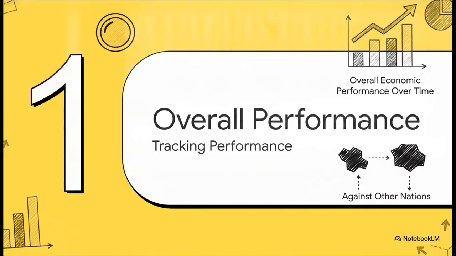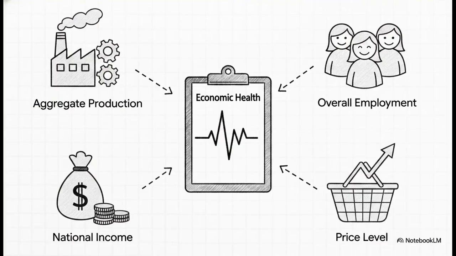Let's kick things off with Section 1, tracking overall economic performance. Now, you can't just walk down the street and guess if the entire country is doing well, right? Economists rely on four exact macro indicators to understand the baseline health of an economy. We're looking at aggregate production, overall employment, national income, and the general level of prices. These specific numbers allow economists to definitively compare an economy's performance with itself over time, or even stack it up against other economies all around the world.